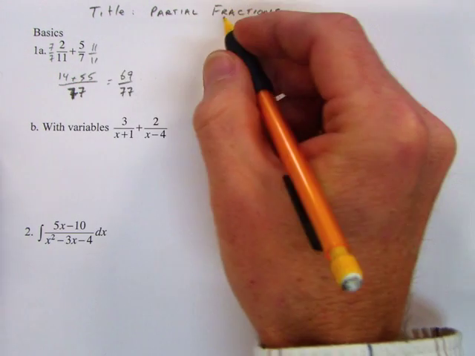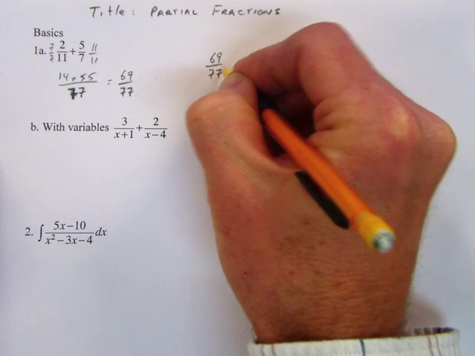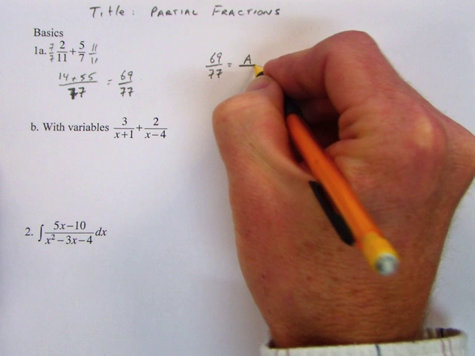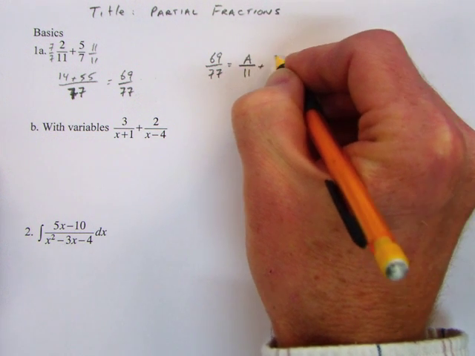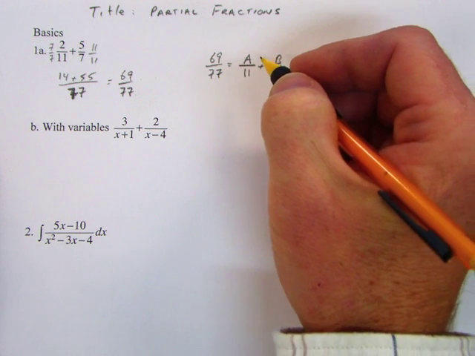The idea of partial fractions is to take this fraction 69/77 and then write it in terms of some number over 11 and another number over 7, where 11 and 7 are the factors of 77.